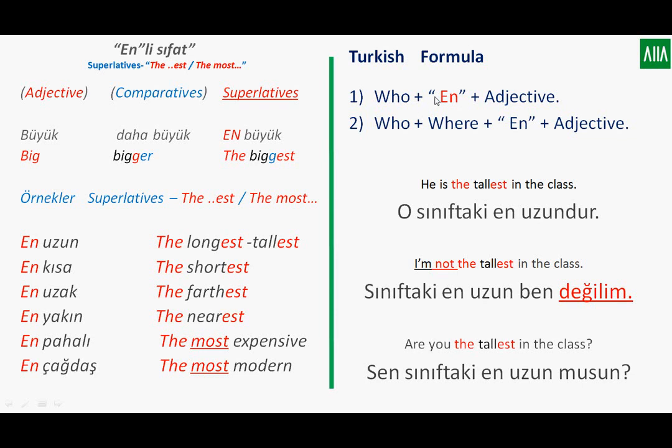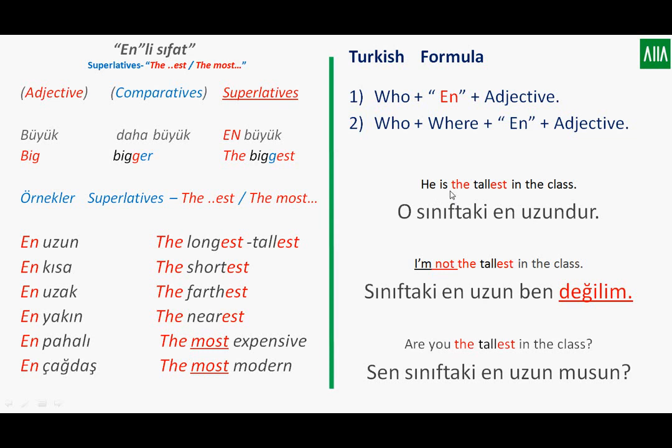Now, let's see the formula which we use here. There are two ways: for short forms and for long sentences. For example, if you use short sentences, you should start with who, which means kim, and after that use the superlative word, which is en, and after that the adjective. That's it for short forms. And for long forms, I will show an example. It's better for you to understand.